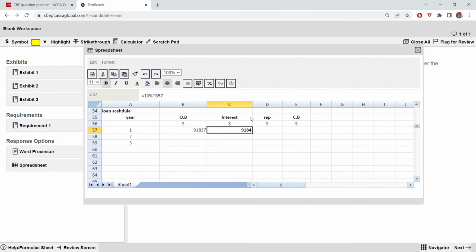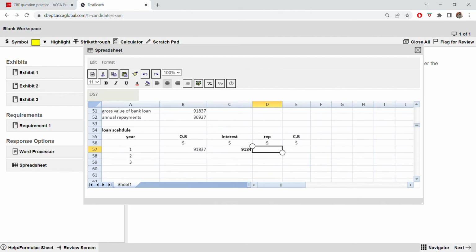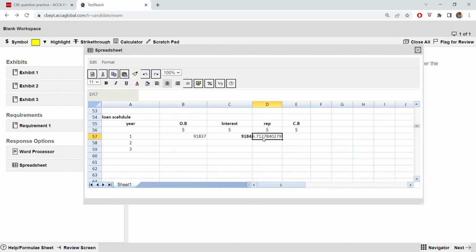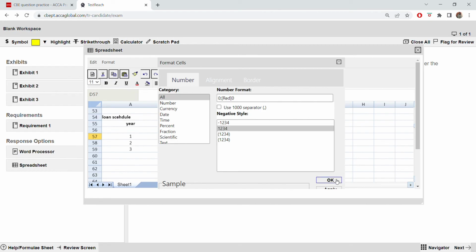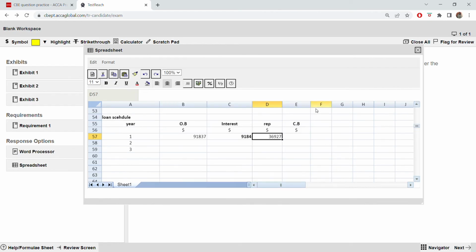And the repayment. What is the repayment? Repayment amount, you have just calculated it. This. Copy, paste special, the values. Anyway, we can always round it up. It's fine. And then the closing balance is nothing but equal to this plus this minus this amount. Enter. And this also format cell.